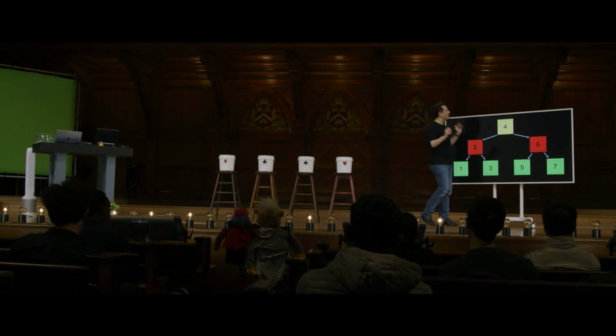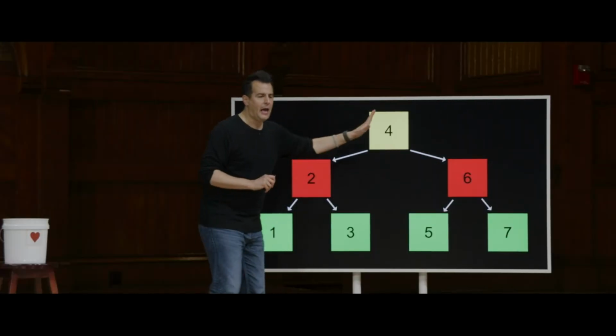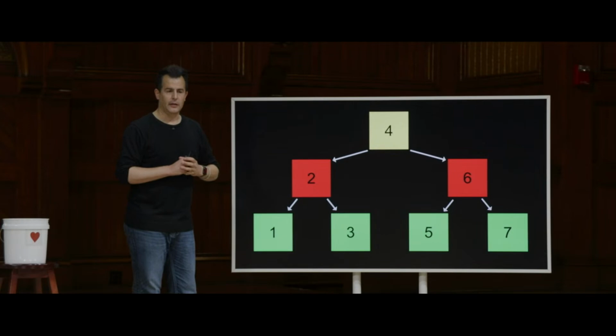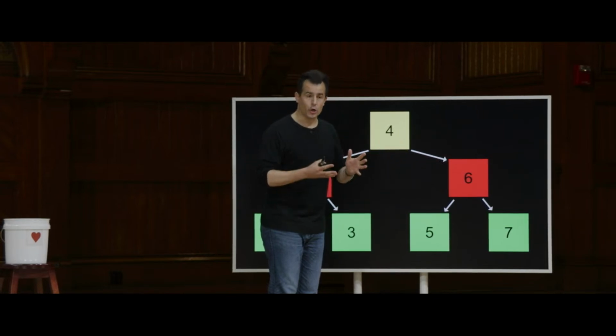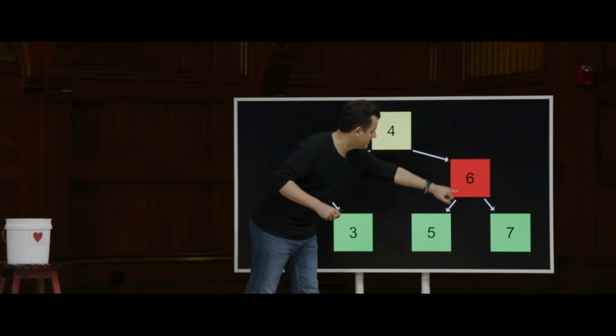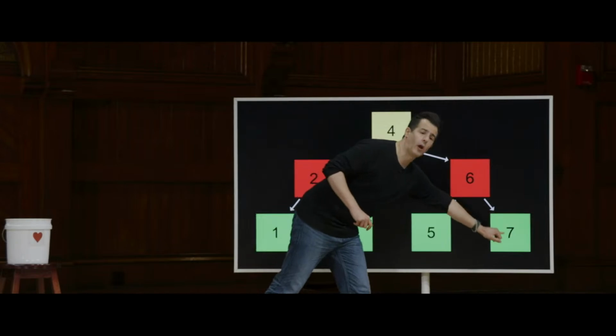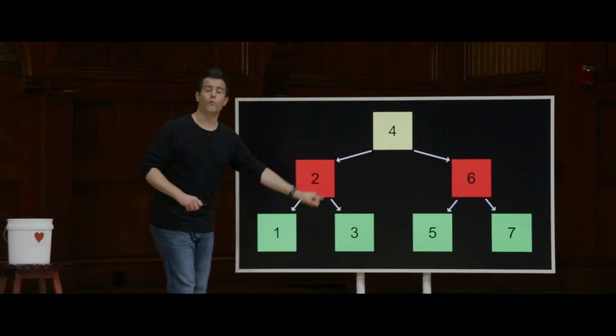If you pick any node in this tree, like the number 4, everything to the left of it, its left subtree, so to speak, is smaller. Everything to the right of it, its right subtree, is larger. And that's true elsewhere. Look at the 6. Everything to the left is smaller. Everything to the right is bigger. And same thing over here.